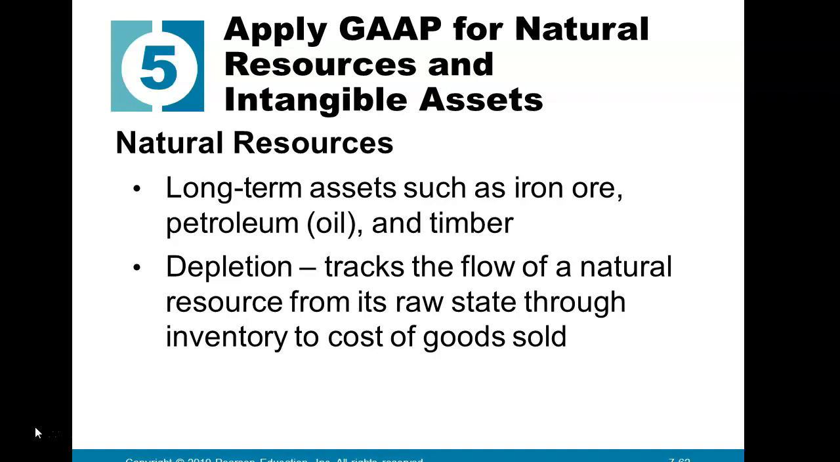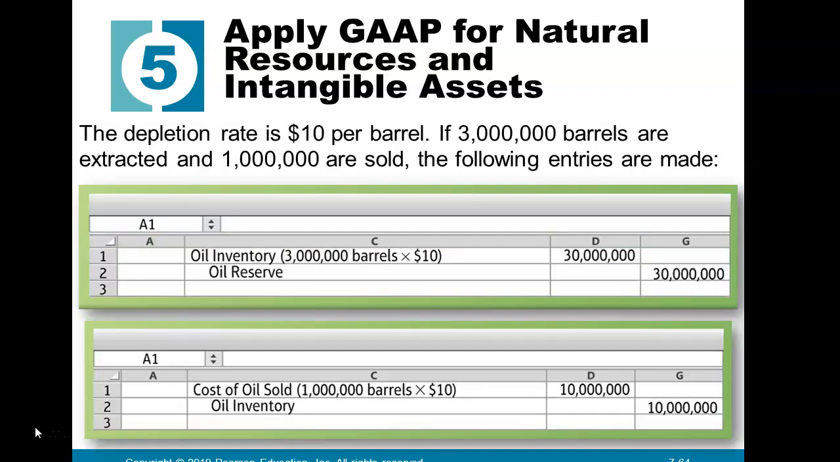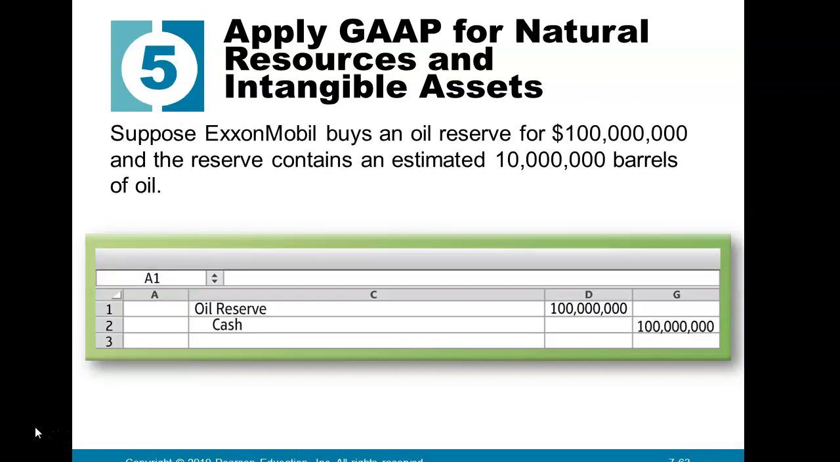So a natural resource is going to be something that's used up, something from the ground or something from the earth: oil, petroleum, etc. Timber. And we're going to show depletion because these are going to be used up. So here we go. We purchased an oil reserve and it costs us $100 million. And it's going to extract an estimated 10 million barrels. So we already know what we're going to be using to amortize. So the depletion rate is $10 a barrel, and we can calculate that anyway, because all you need to do is just take the 10 million and divide it into 100 million, and you get that number.